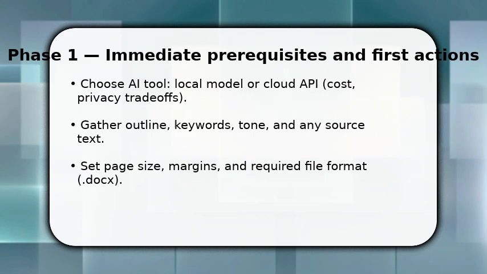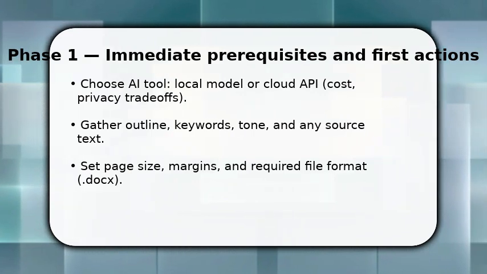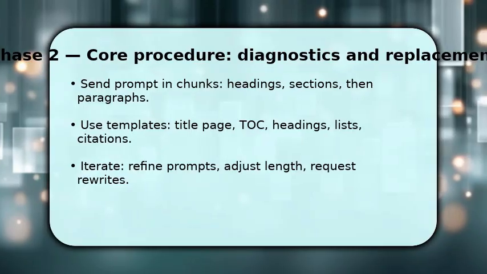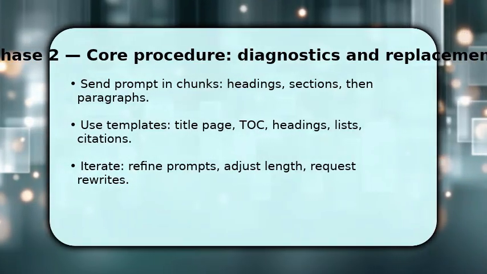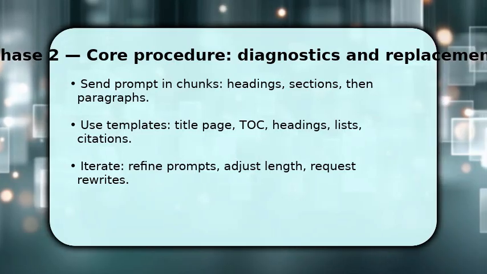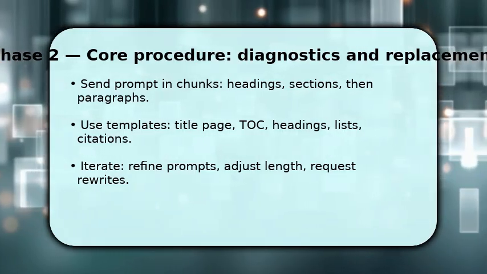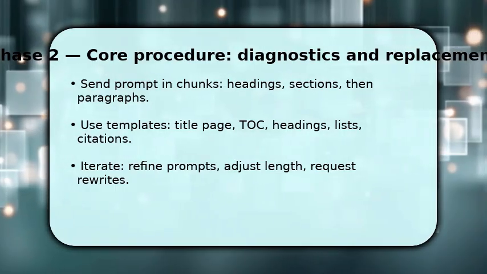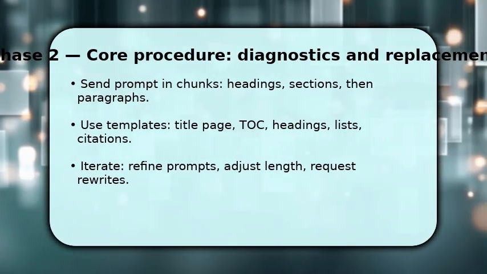Now you generate the content in stages so the output stays organized. Send the AI the prompt in chunks, create headings first, then request sections, and finally ask for paragraph-level drafts. Use a template for title page, table of contents, headings, lists, and citation placeholders. This ensures consistent formatting when exported to docx.